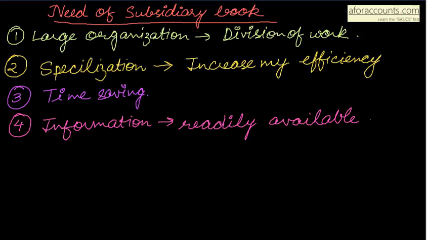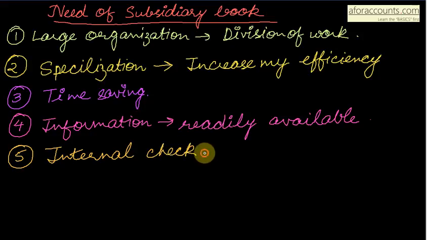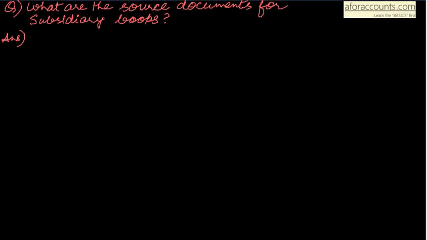Okay, now the fifth point, internal check. The work of one person is sitting and making the journal, and the other person from the journal is making a subsidiary book. So the work of one person is checked by the other, that is internal check. As work is divided, even in big organizations we have this: the work of one person should be checked by the other, okay, maybe for a small period of time, but that is done. So that is the need of subsidiary books, why we are actually making subsidiary books.